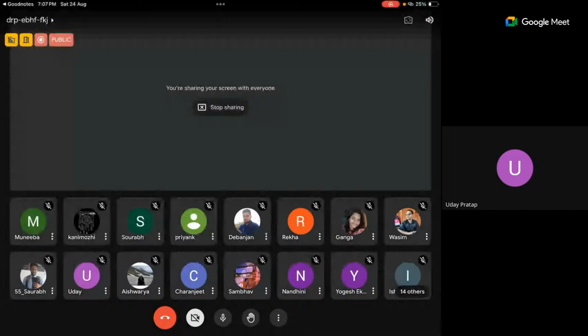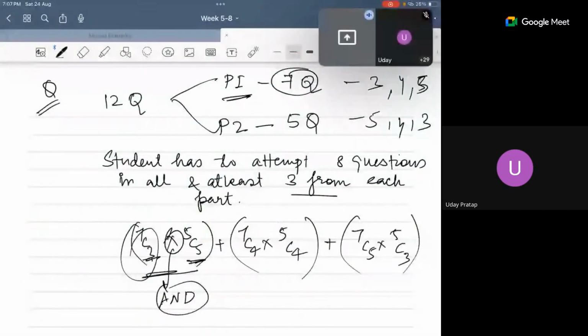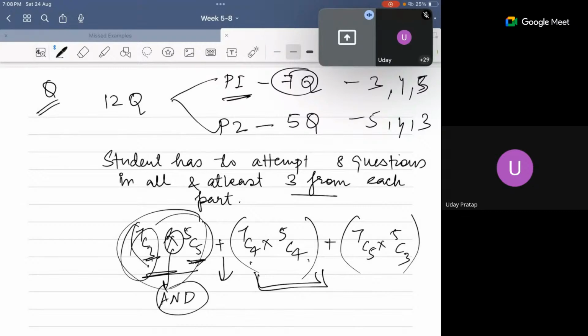So that's why you're doing the multiplication here, not the addition. And why are we doing addition here? Because this is also another case, an OR case in which you can attempt the paper. This was the first case in which you can attempt the paper, 3 plus 5. This is another way, 4 plus 4. Four you are attempting from the first part and four from part 2. So that's another way. That's why you are doing the summation. Is this clear?